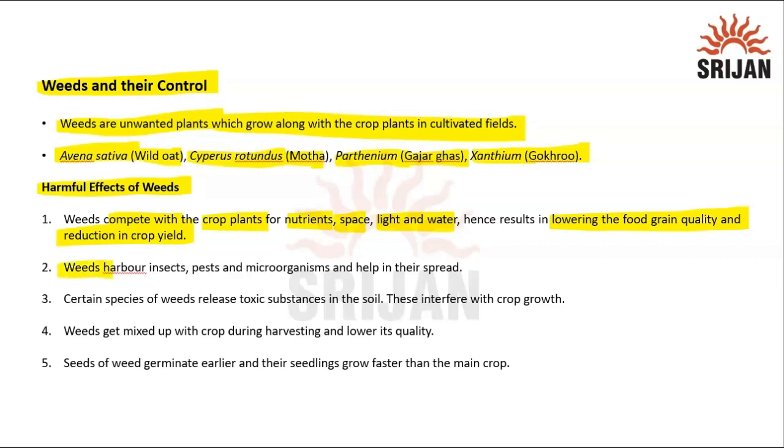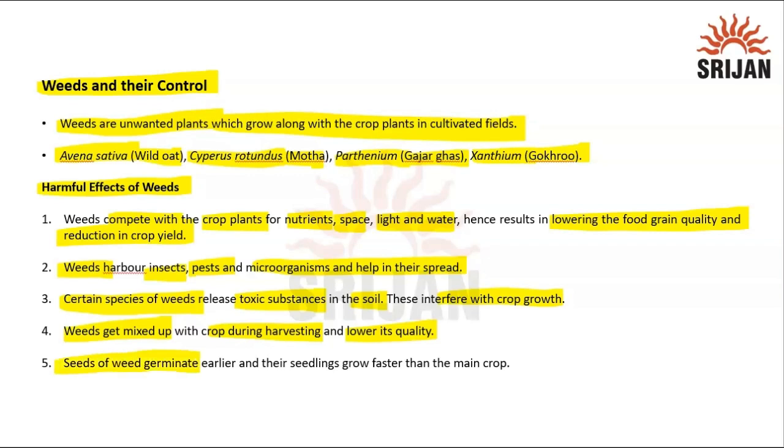Then you have weeds which harbor insects, pests and microorganisms and help in their spread, because they will act as a shelter. These weed plants are not affected by the insects, but they act as a shelter for them, which helps the insects to damage the crops. Certain species of weeds also release toxic substances in the soil, which will interfere with crop growth because unnecessary chemicals are there. Weeds get mixed up with the crop during harvesting and lower its quality as well. So that is another disadvantage with weeds.